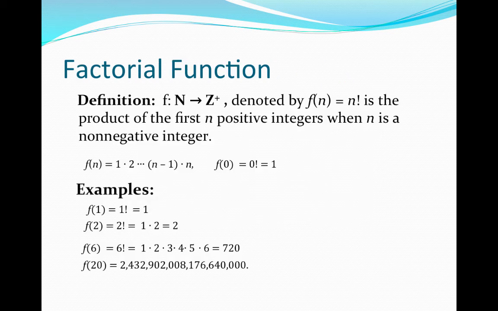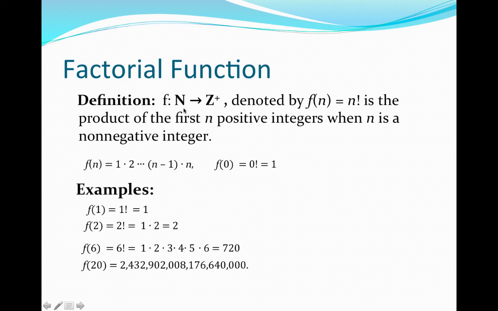The final type of function that we want to look at, because we'll be using it often, is the factorial function. So this is a function whose domain is the set of natural numbers and whose range is the set of positive integers. Okay, so what's the difference between n and z plus? Well, in this class, the difference is 0. So 0 is a natural number, but 0 is not a positive integer.